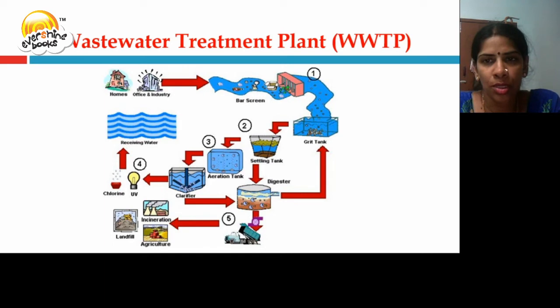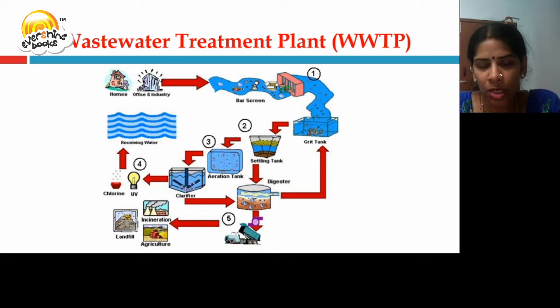The diagram shows the steps of a water treatment plant. The first step is the bar screen. The second step is the grit tank and the settling tank. Biogas is produced through the digester, and it is used in agriculture.